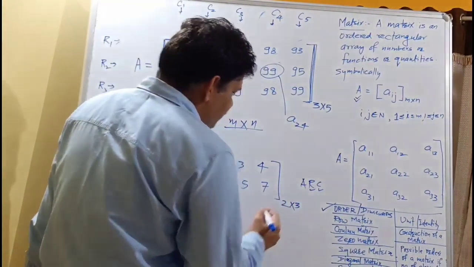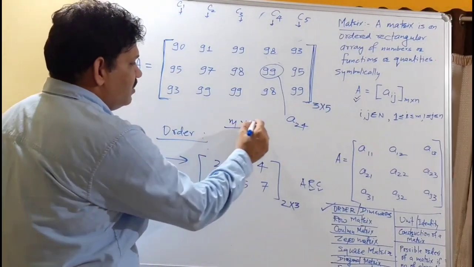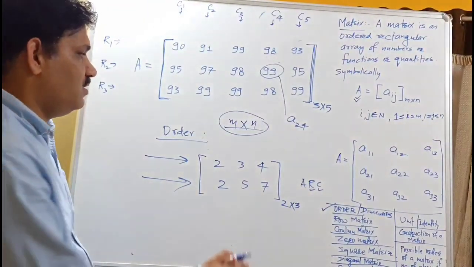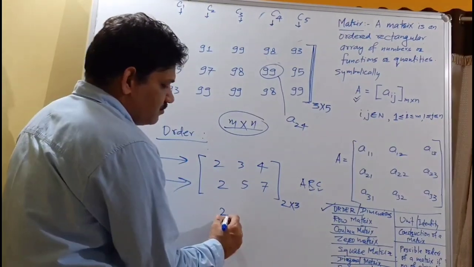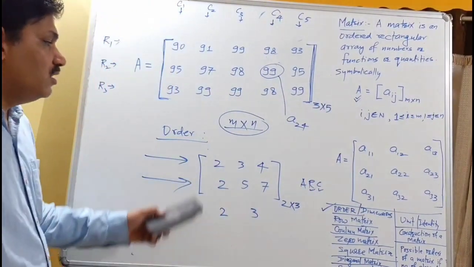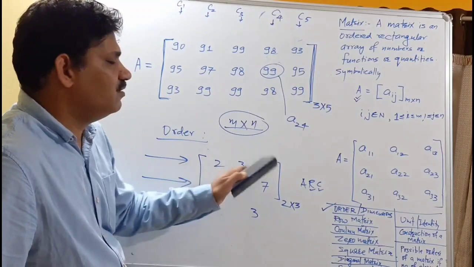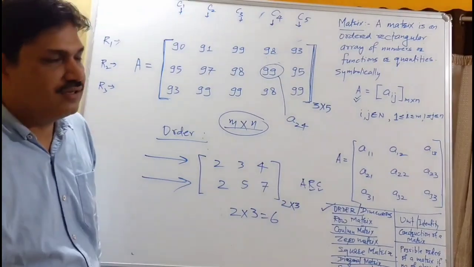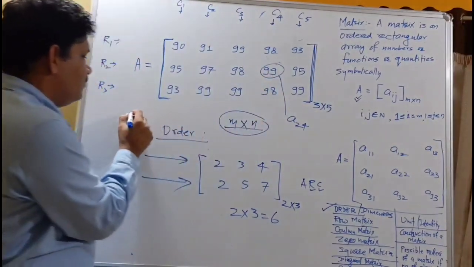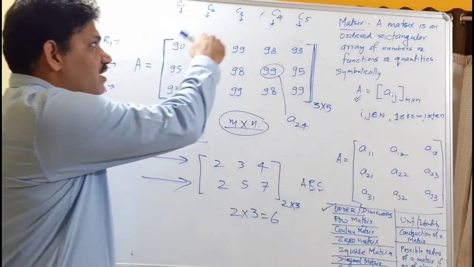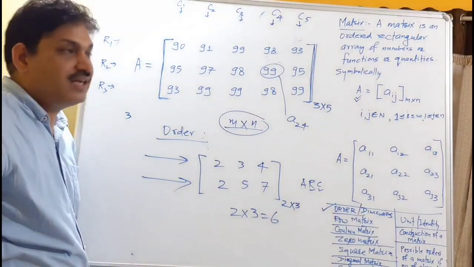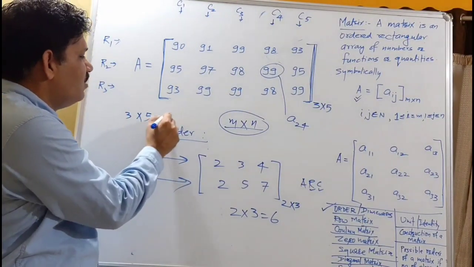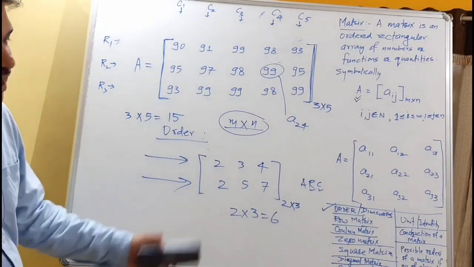Now, if someone asks you how many elements will be there in a matrix of order m cross n, see here. Here are 2 rows and 3 columns. Each row contains 3 elements and there are 2 rows, so obviously the number of elements is 6. If there are 3 rows and each row contains 5 elements, that is there are 5 columns, then obviously in all the 3 rows, the total number of elements will be 15.